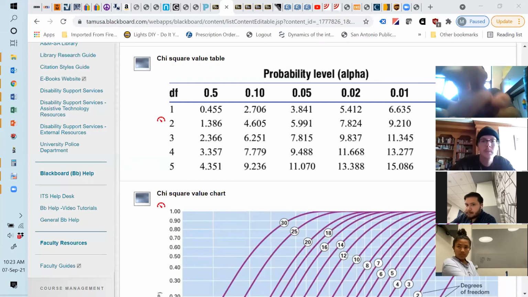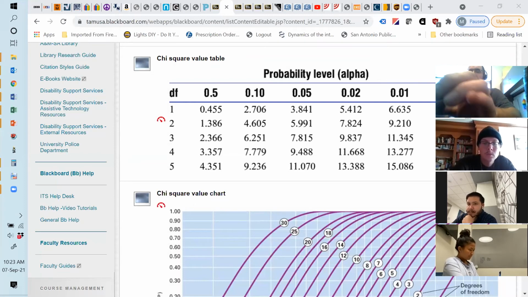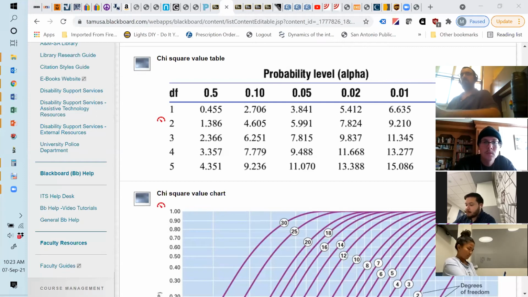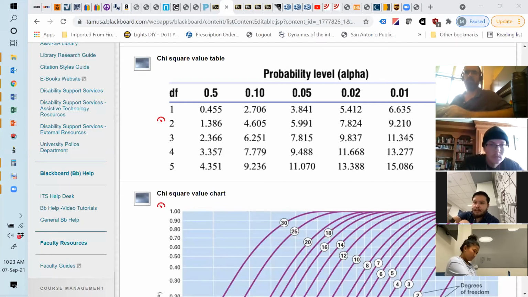And that is essentially a 1 in 1,000 chance of this result occurring randomly. Right, so it's really, really unlikely. It's actually probably less than 0.0001, like 1 in 10,000 would be my guess. It's really, really unlikely that this result occurred by chance. And so what that tells you is that your expected values were wrong.